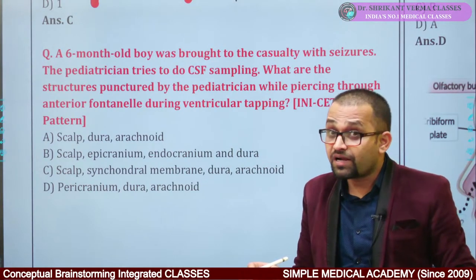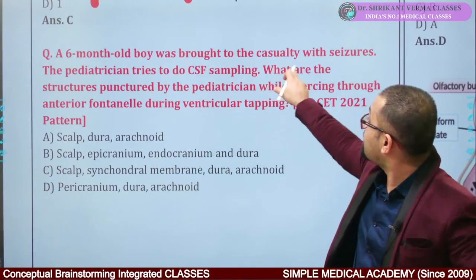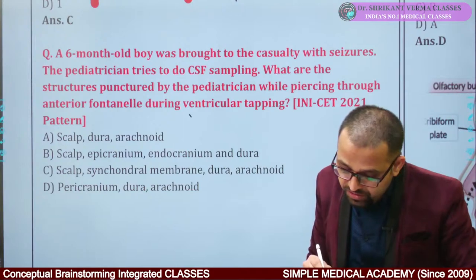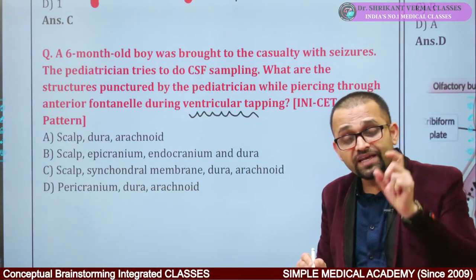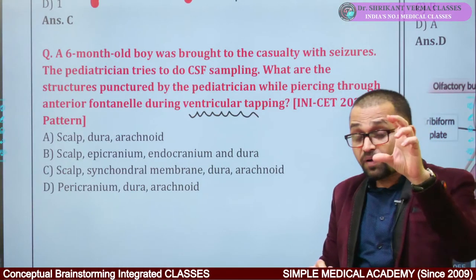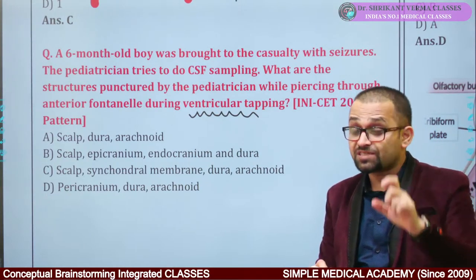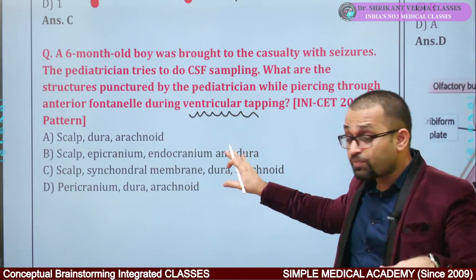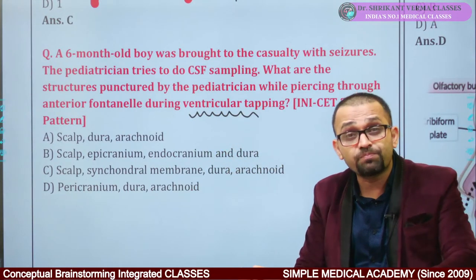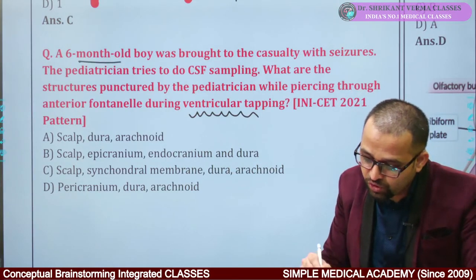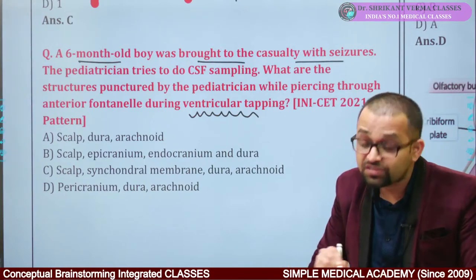And now in the INICET, they are asking about the ventricular puncture. So you can guess the brain diseases are important. The spinal cord ending and lumbar puncture process is important. So they ask with just a little deviation, not the lumbar puncture but the ventricular puncture. Getting the point? So what they are saying: a 6 month old boy brought to the casualty with seizure.